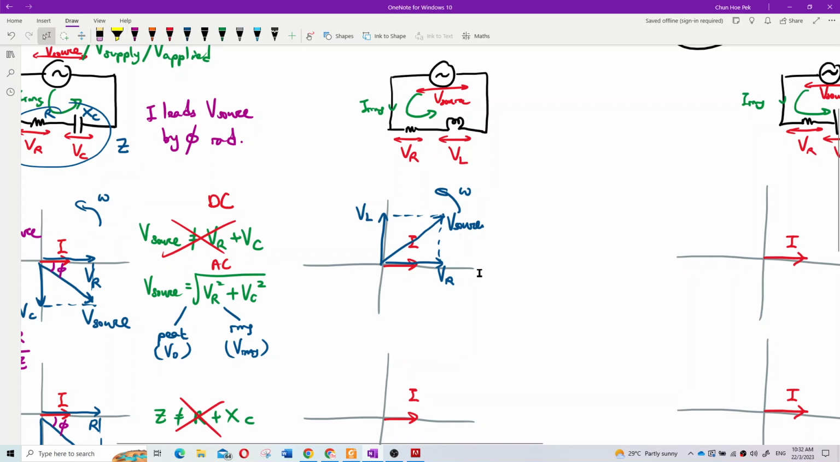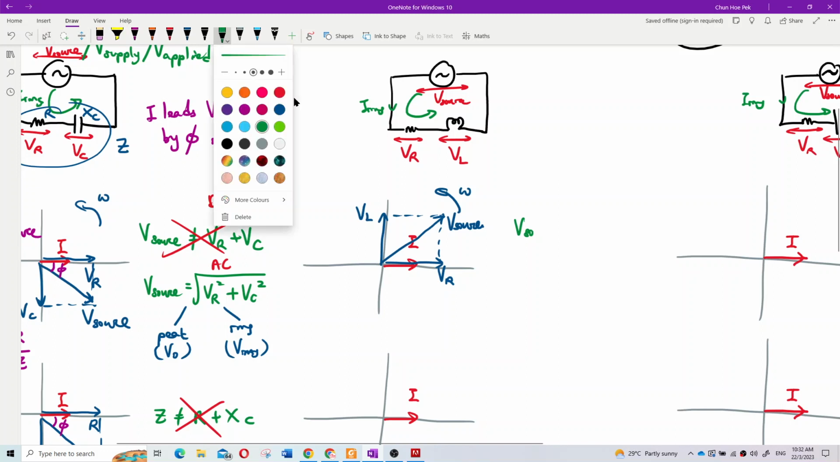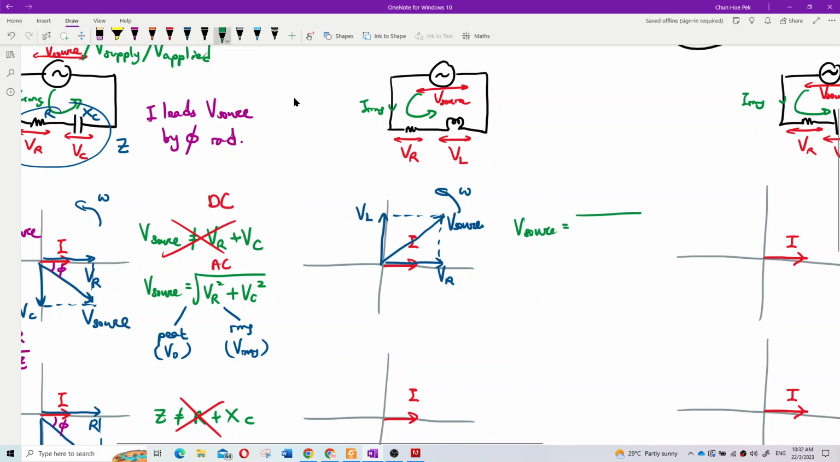Again, V source is not VR plus VL. How to find it? V source is the square root of VR square plus VL square. You cannot just plus it together like that. It's not DC, it's AC. So you can either use the peak value, or you can use the root mean square value. Okay, class.